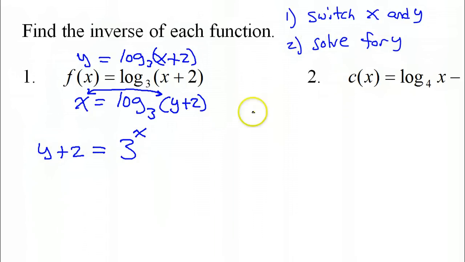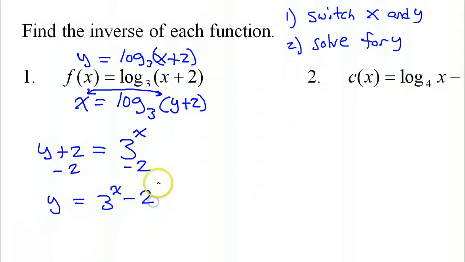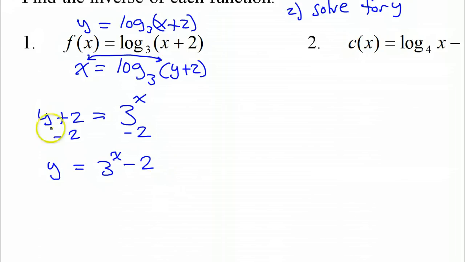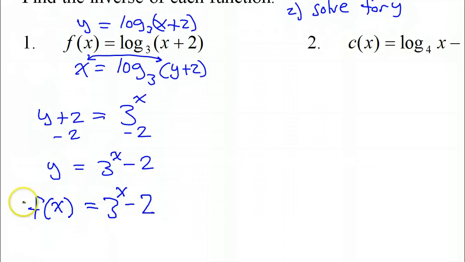Now we're trying to solve for y. You can see that we are one step closer to having y by itself. But now we just have to subtract 2 from both sides. So that would give us y equals 3 to the x power minus 2. Now we started off with f of x. So we have to go back to that and write f of x equals 3 to the x power minus 2, except for one thing.